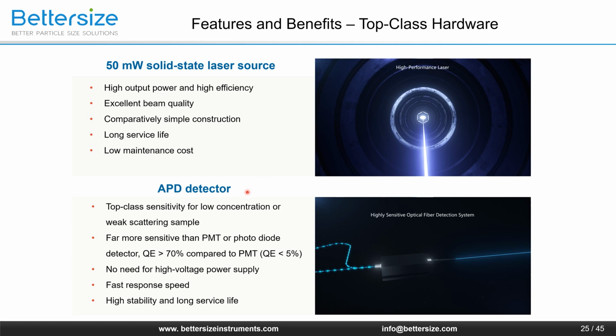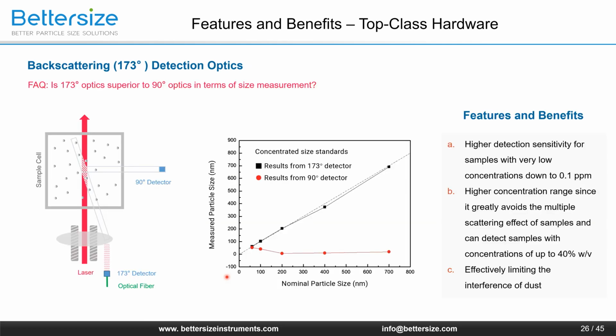APD detector is used in the BeNano series. The detector significantly decides the sensitivity of the instrument. APD is a more advanced detector than PMT because its quantum efficiency is larger than 70%, which is a huge progress compared to PMT. There's no need for high voltage power supply in the measurement and it effectively increases signal-noise ratios due to high sensitivity of the optical system.